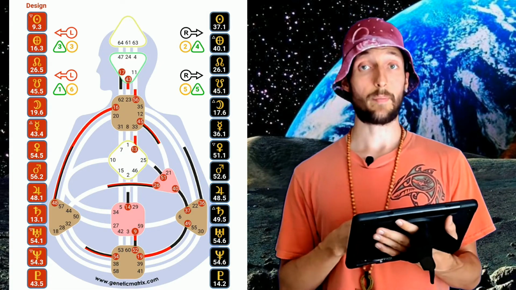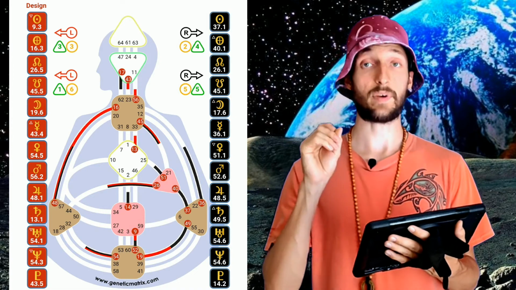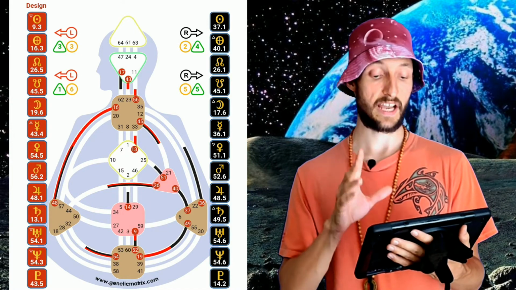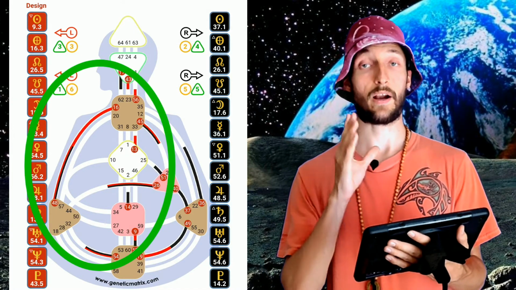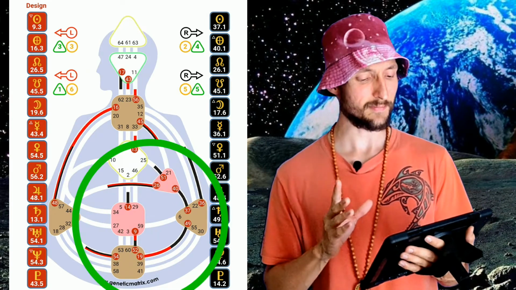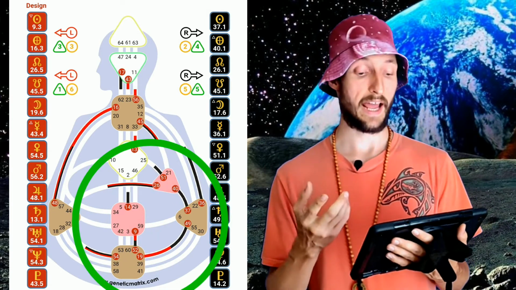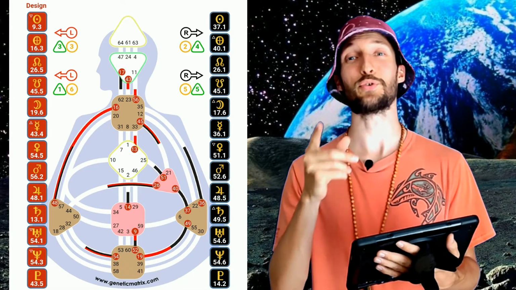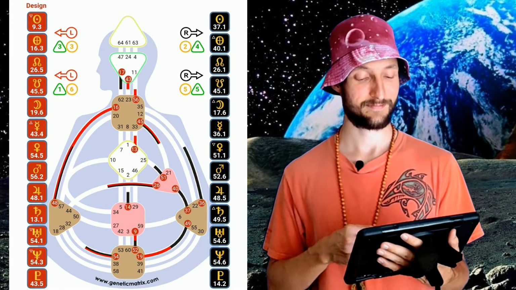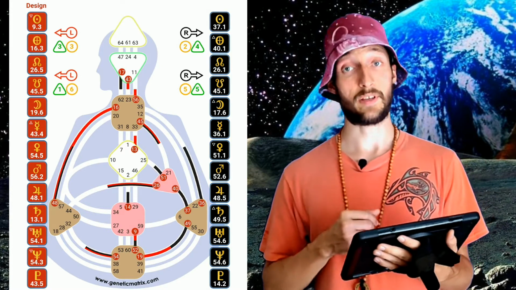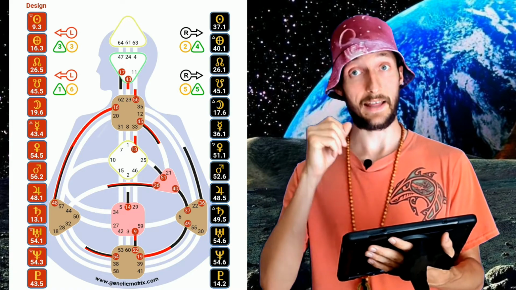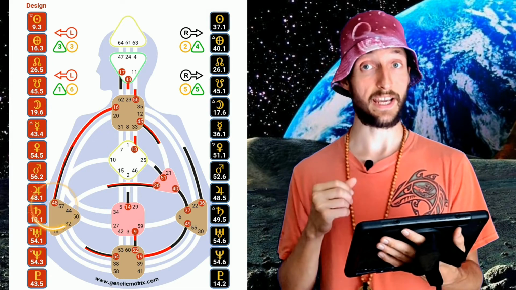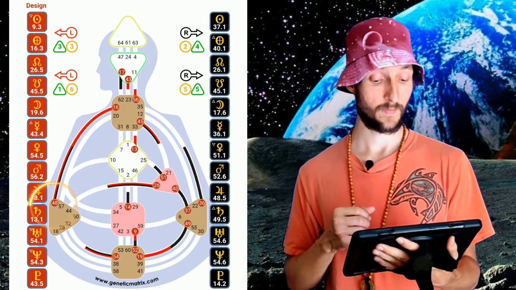And so something you'll see about me that's very key is that I'm a simple split. That means that I have 2 sections of definition that aren't connected to each other. And so a definition is what happens when 2 gates come together and make a channel. If you look on the left in my chart, you'll see number 16 at the top left from the throat, aiming down towards the 48 in the splenic center.